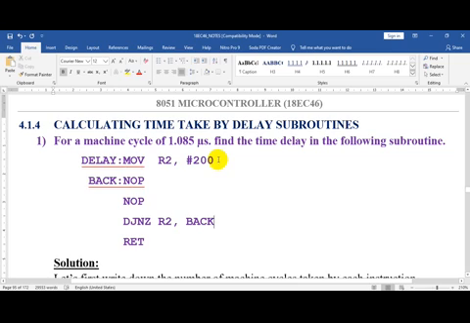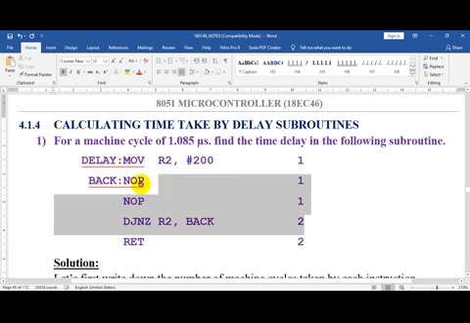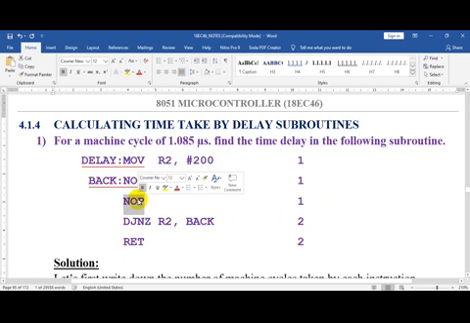First of all, we will write down the machine cycles each instruction takes. MOV will take one, NOP will also take one, DJNZ will take two, return will also take two. But we have to see the loop here. Which are the loop instructions? So this is the loop, the back loop. In this back loop, NOP will come, the second NOP will come, and the DJNZ instruction will come.